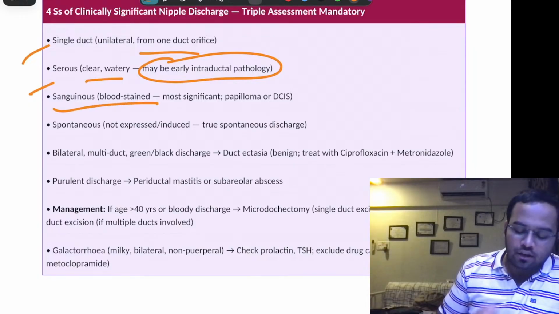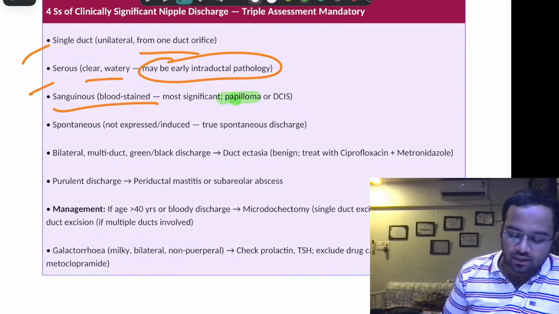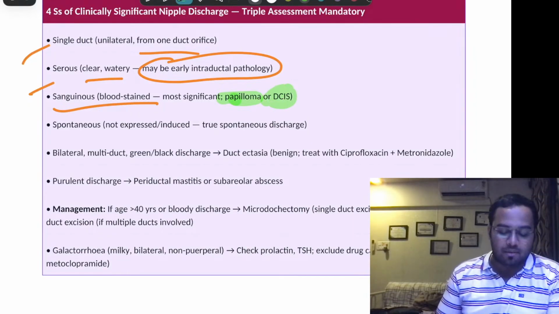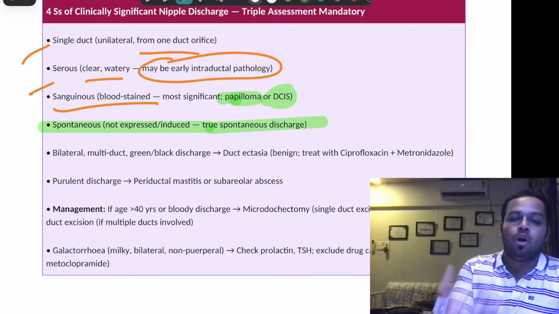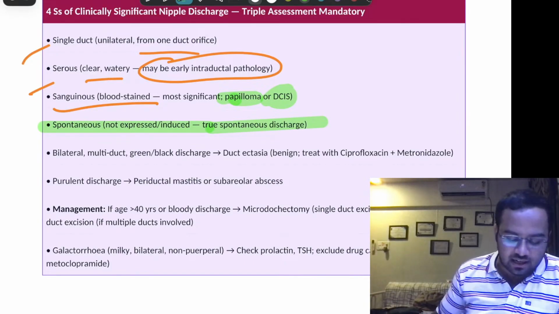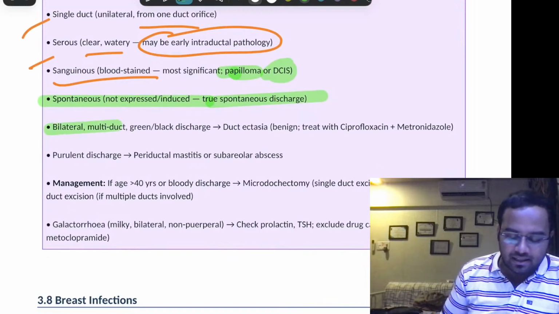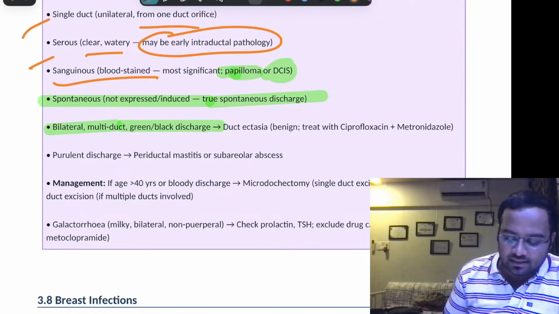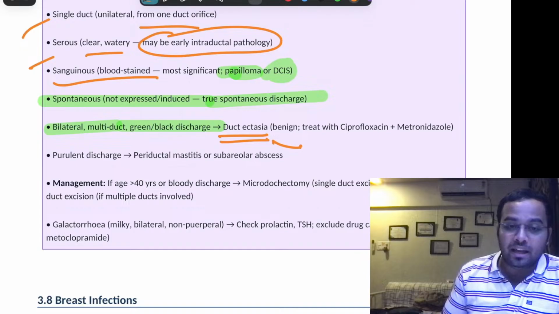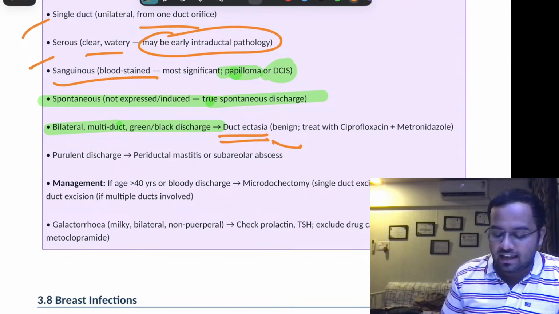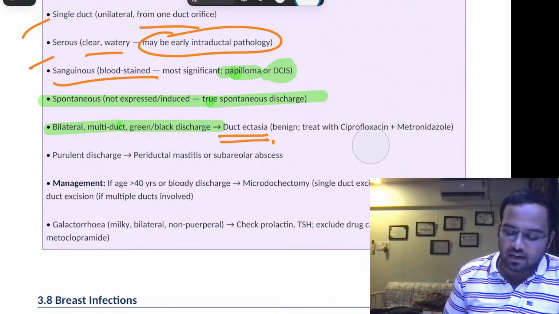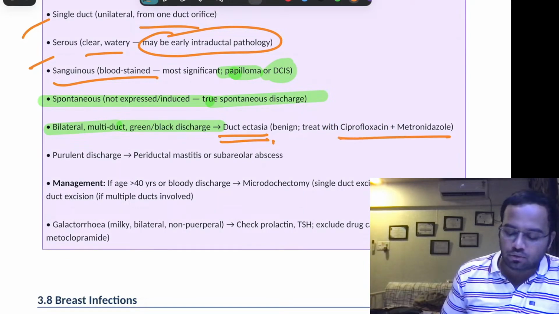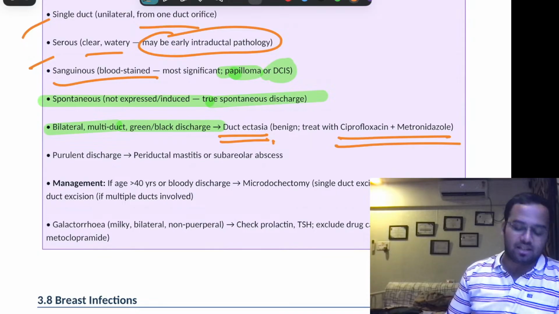अगर blood stained है तो most significantly it is associated with papilloma or a DCIS. Always remember. अगर spontaneous है, ask if it is a spontaneous nipple discharge or if the nipple discharge comes only after expression. If bilateral multi-duct green nipple discharge है तो it is a sign of duct ectasia which is going to be because of underlying inflammation. Mostly seen in smokers. And what is the treatment of choice? You are going to go for ciprofloxacin and metronidazole. So it is going to reduce the infection in the breast and reduce the inflammation as well.